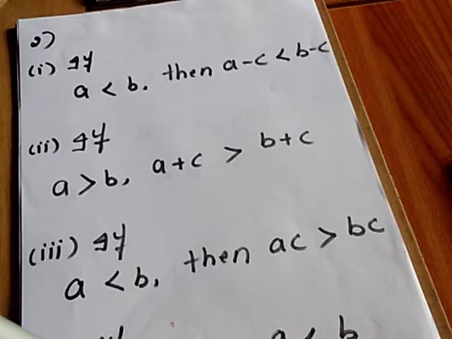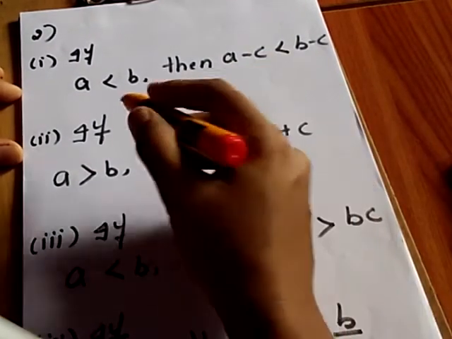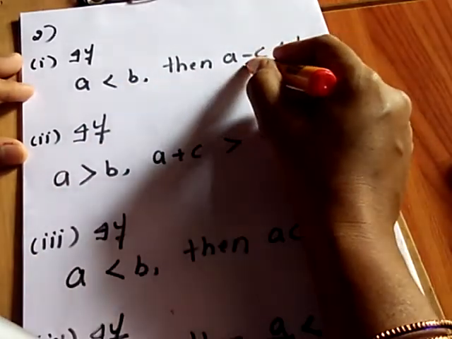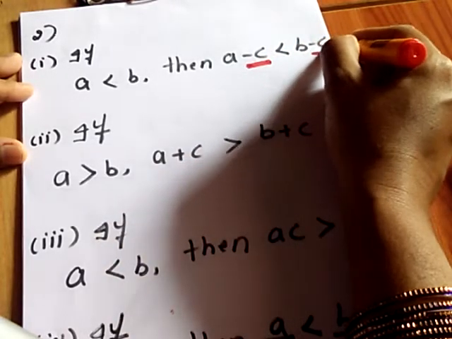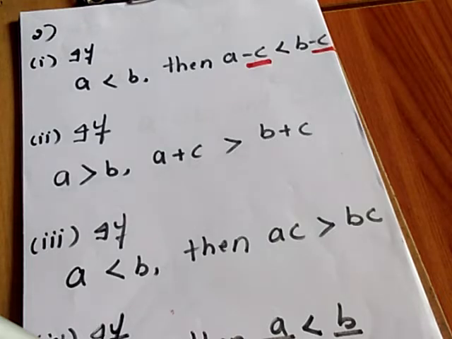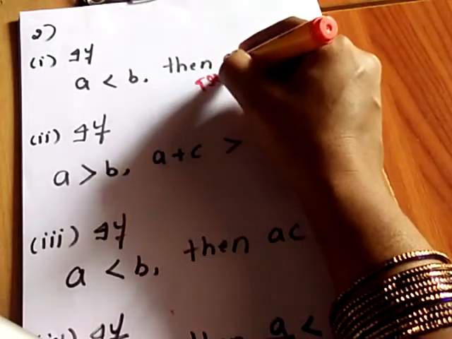Let us move on to the second main. It is also true or false. Observe the question, children. A is less than B. Then A minus C is less than B minus C. We know according to the rule that if the same quantity is added to or subtracted from the given inequation, it results in the same sign. The sign of inequality does not change. So we can say that this statement is true.